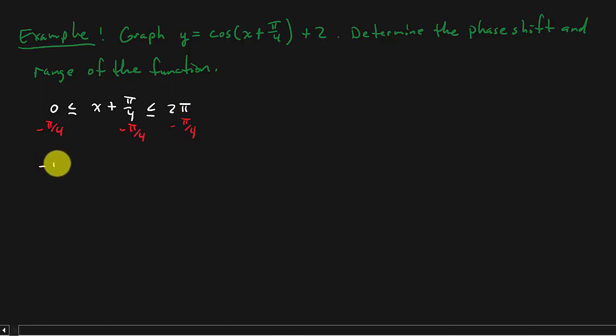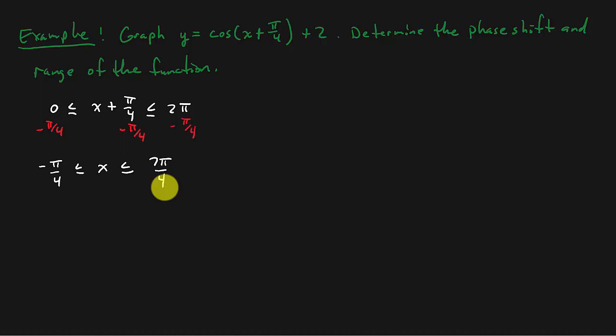And so that's going to give me negative pi over 4 less than or equal to x less than or equal to, what is that going to be, 7 pi over 4? All right. So that's what I'm going to graph this over. I'm going to graph it from negative pi over 4 to 7 pi over 4. That's the period, or the interval that I'm going to graph it over.